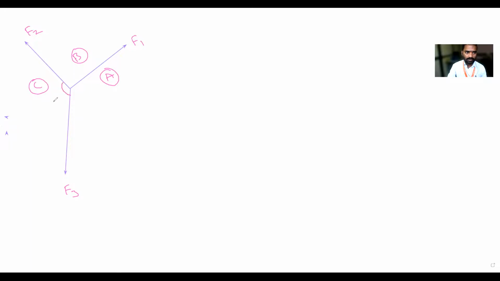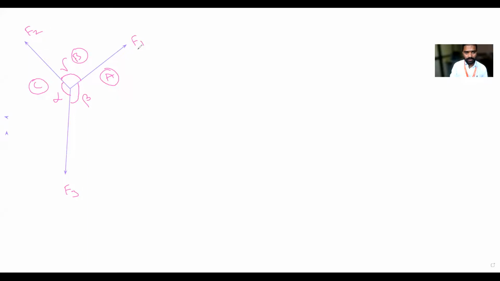Then this F1 is making an angle alpha, the angle between the other two forces is alpha. And for F2, the angle between the other two forces is beta. And for F3, the angle between the other two forces is gamma. Are you getting, all of you? F1 is this one, the angle between the other two forces is alpha. F2 is this force, and the angle between the other two forces F2 and F3, how much is it? That is beta. And F3 force is this one, and the angle between the other two forces is how much? It is gamma. All of you are getting?